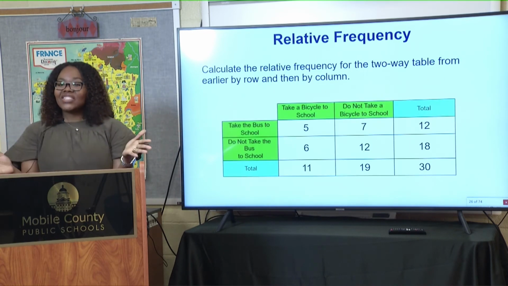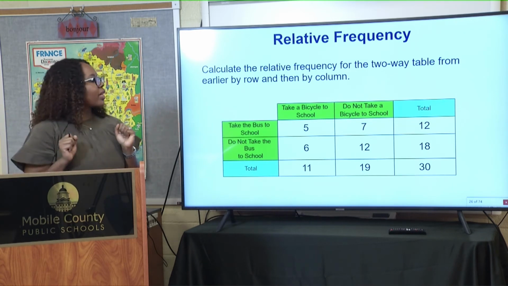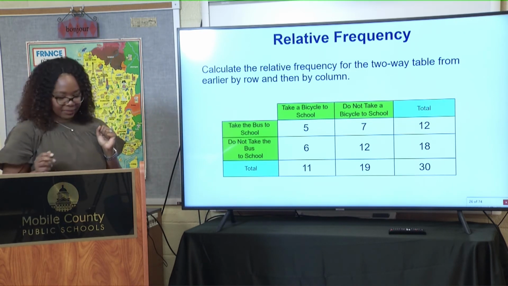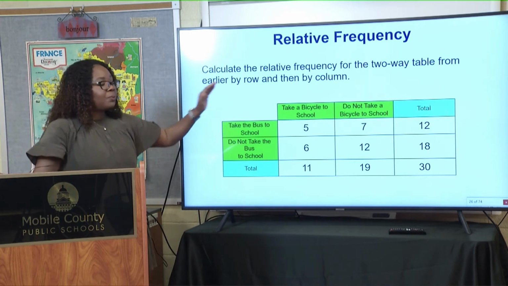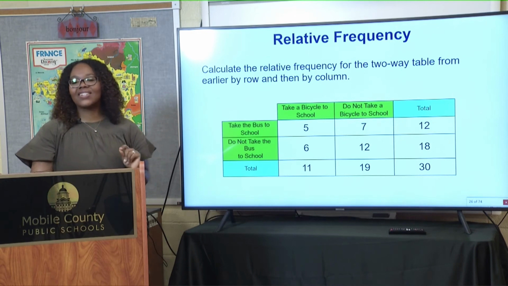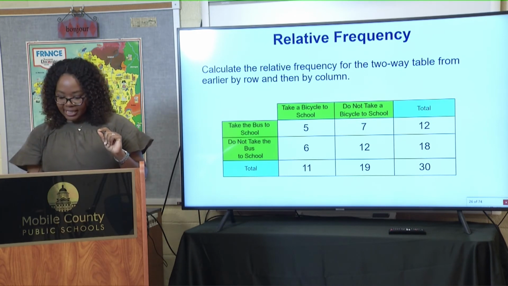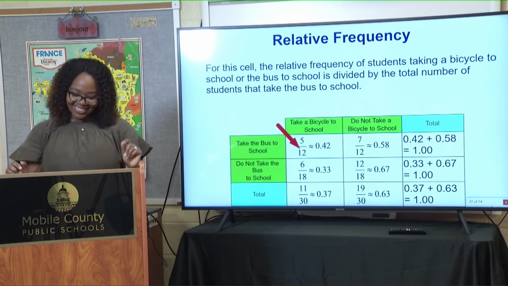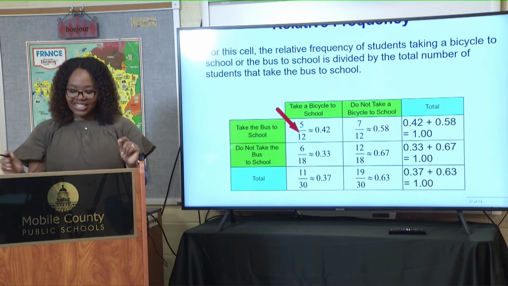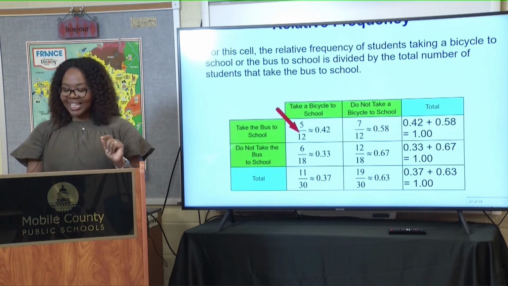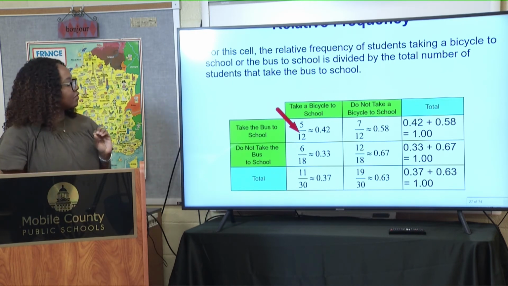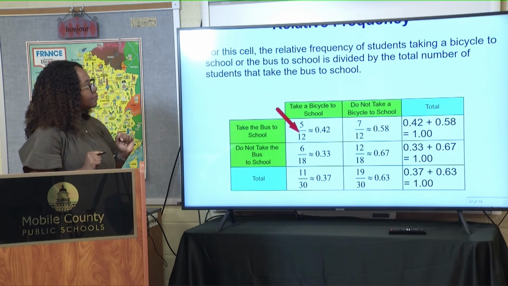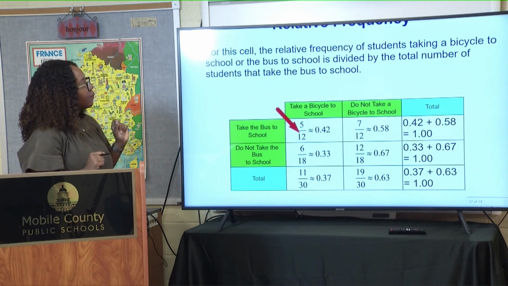So let's use this strategy to calculate relative frequency. You can calculate relative frequency either by row. You can also calculate relative frequency by the column. For this cell, the relative frequency of students taking a bicycle to school or the bus to school is divided by the total number of students that take the bus to school. So let's take a look at what that looks like in our two-way table.